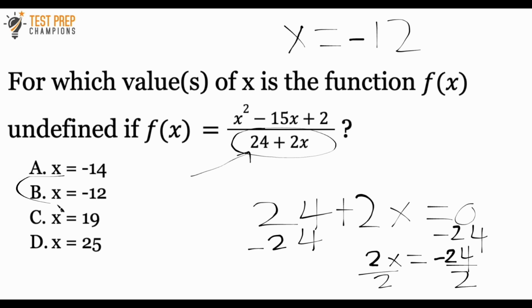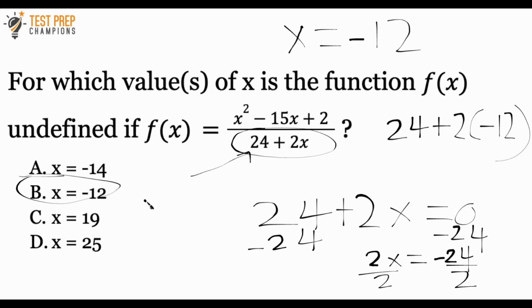And if I want to see if this is the right answer or not, what I have to do is take this 24 plus 2x and plug negative 12 in for x and see if it gives me 0. If it gives me 0, then we have the right answer. So 24 plus 2 times negative 12. In a calculator, this gives us 0. And that's how we know that B is the right answer.